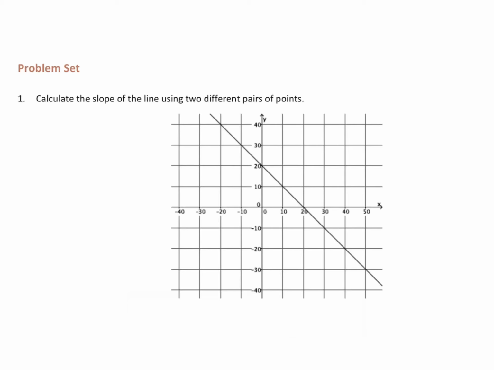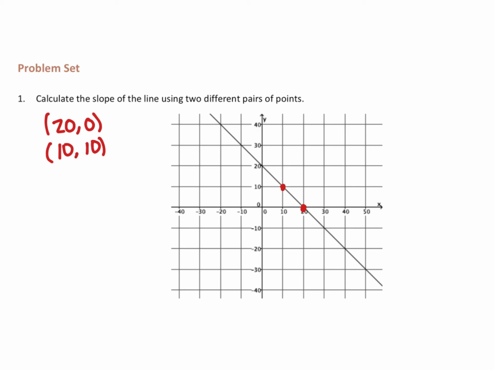Our goal here is to calculate the slope using 2 different points, and then doing that again so that we have 2 different pairs of points. So first I'm going to use this point here, which is 20, 0, and 10, 10.